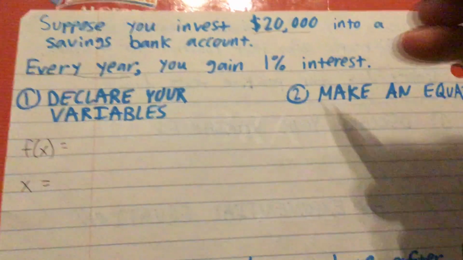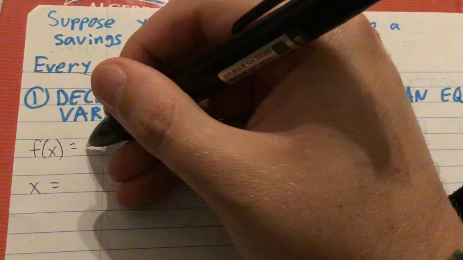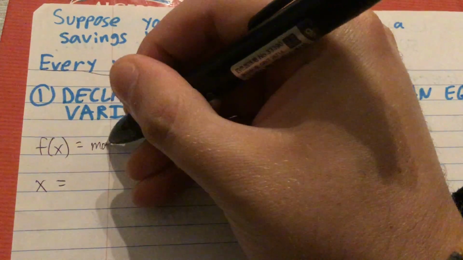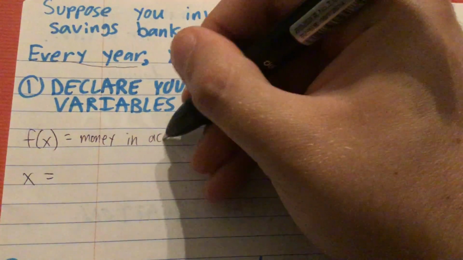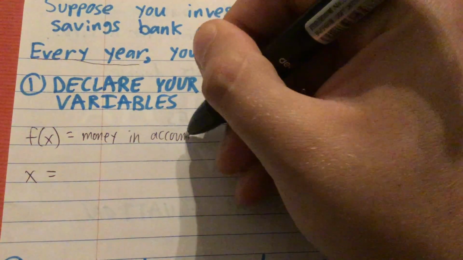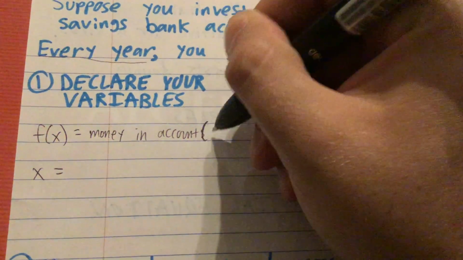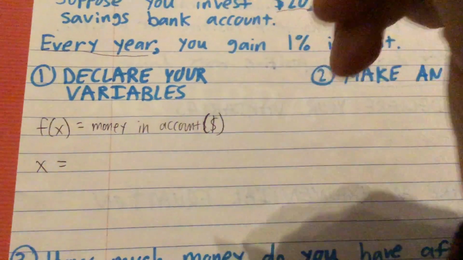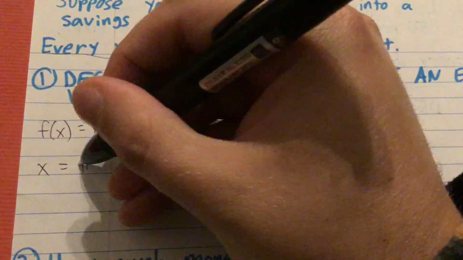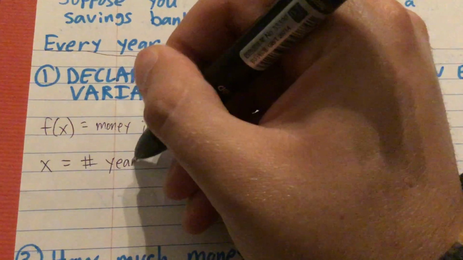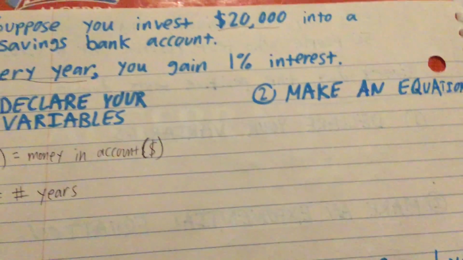So the amount of money in the account, measured in dollars, depends on the number of years it's been since you invested. And let's say, this is just hypothetical, let's just say you do absolutely nothing.